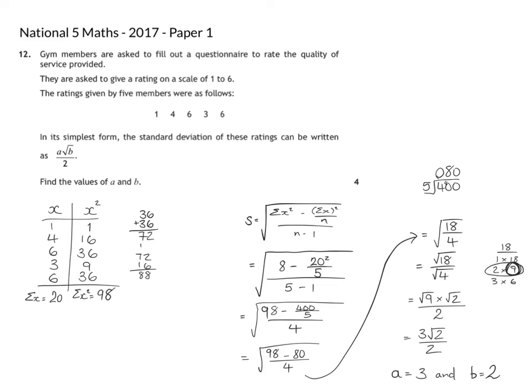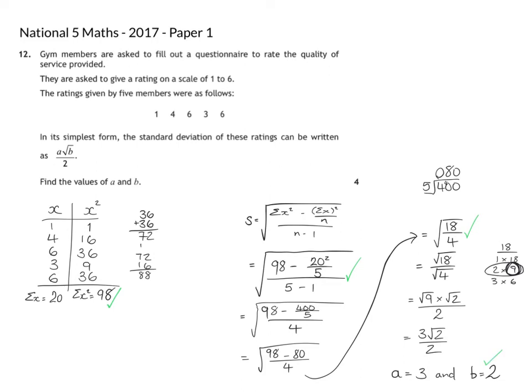So this was a lot of marks for this question, 4 marks. So let's see where our marks come from. So our first mark is there for our sum of x and our sum of x squared, so 20 and 98. Second mark is for getting in here. I've realised I didn't write that 9 back in. But that's where my second mark is, for that line of working in there, for having substituted in. You get your third mark for getting to the square root of 18 over 4. And then finally your marks for saying a is 3 and b is 2.